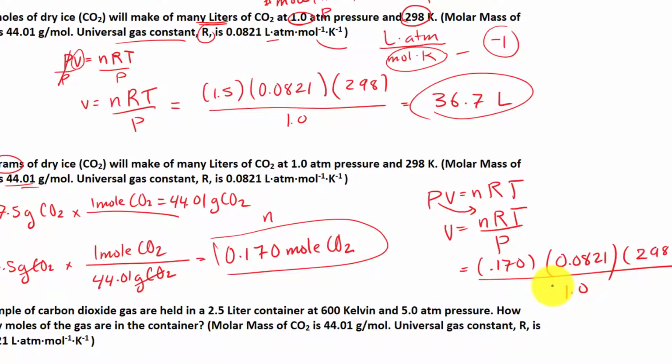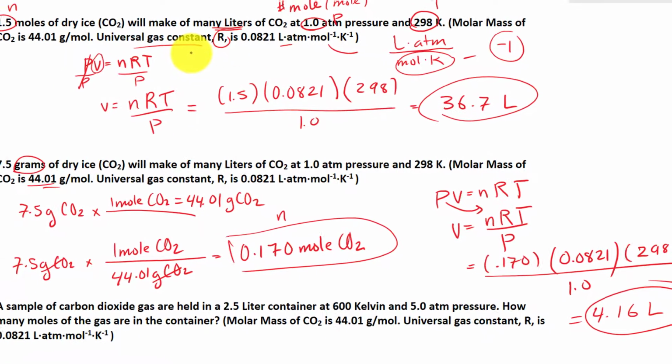Then plug into our calculator: 0.170 times 0.0821 times 298 divided by 1. This gives us the volume of 4.16 liters. Now do you see how different units will change the values of our calculation? So make sure you change all the values to the correct unit given in the gas constant.